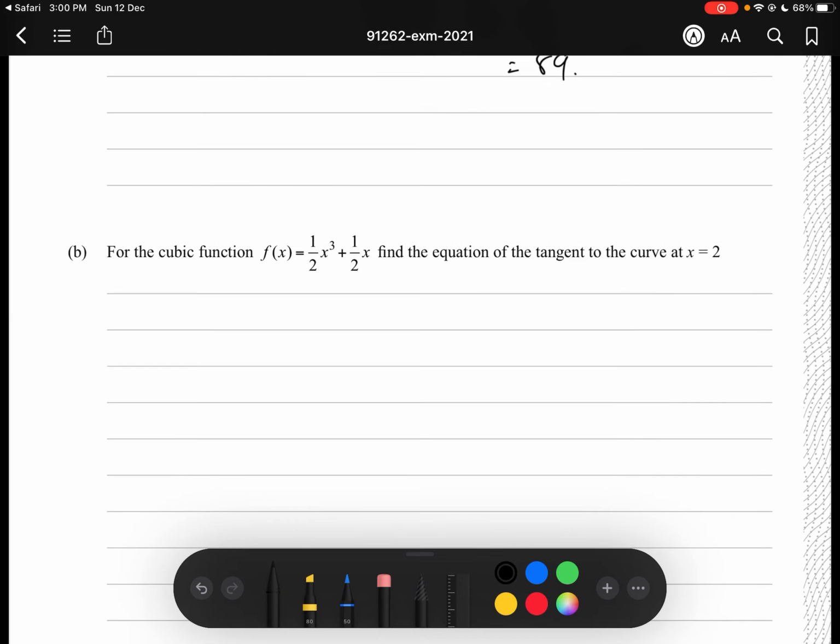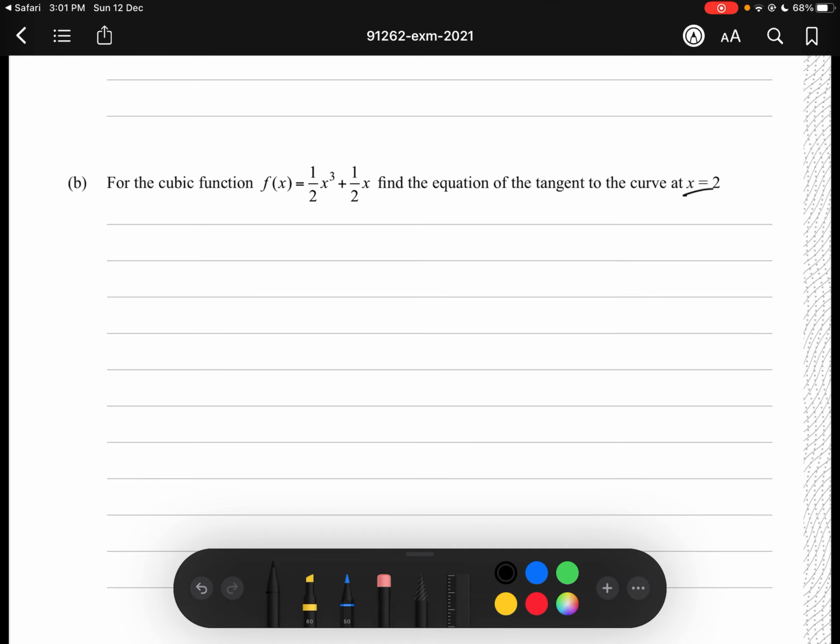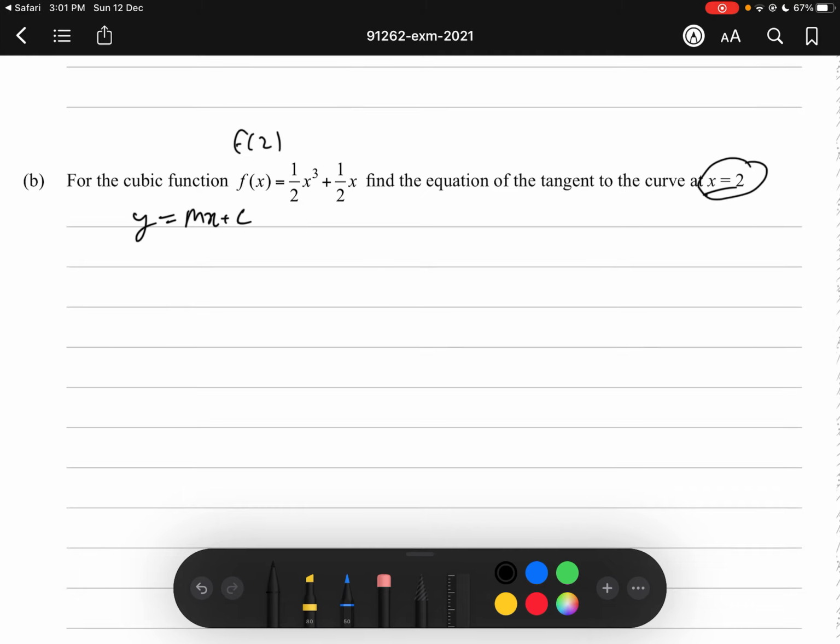For the cubic function f of x equals half of x to the power 3 plus half of x, find the equation of the tangent when x equals 2. It's a very similar approach to question number 1. The tangent of a curve has the same gradient as the curve at x equals 2. Then all we need to do is substitute a point on the curve, so we substitute x equals 2 into the function to find f of 2. We use this initial condition to find the straight line in the format y equals mx plus c. For these questions, we should normally just follow through on the first step.